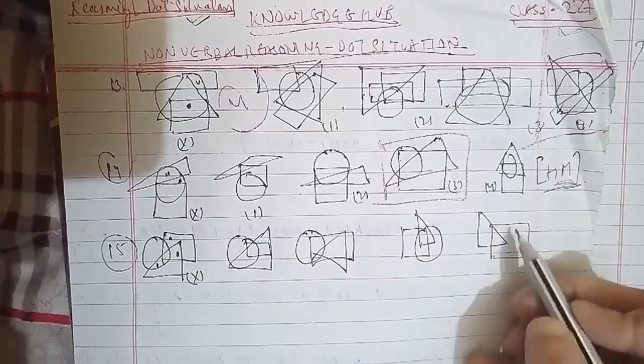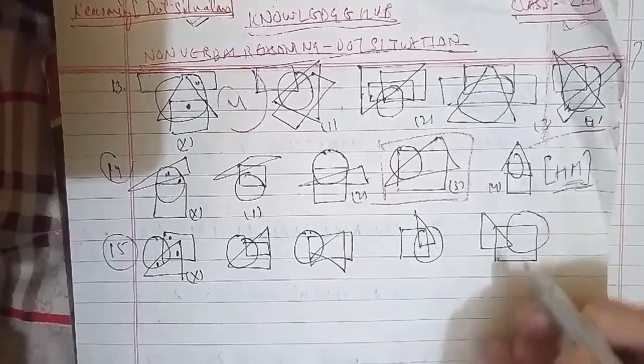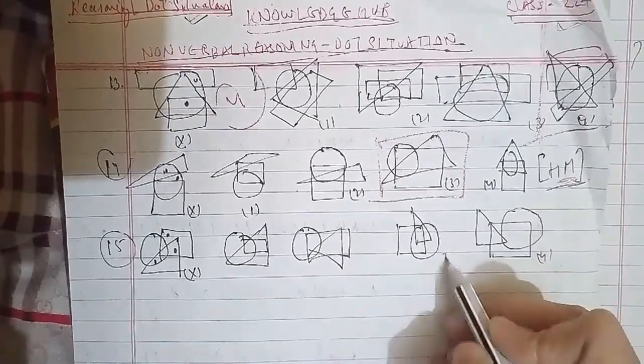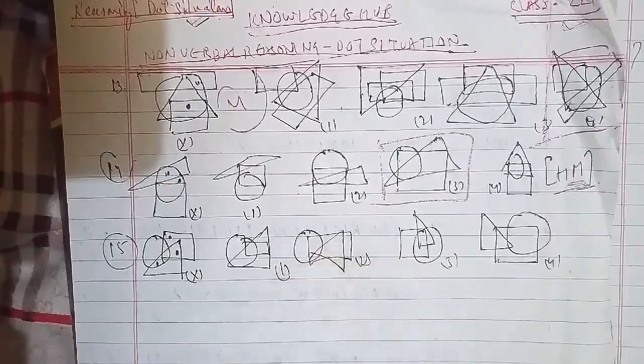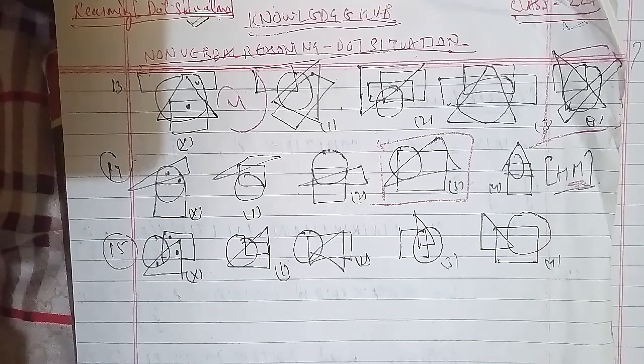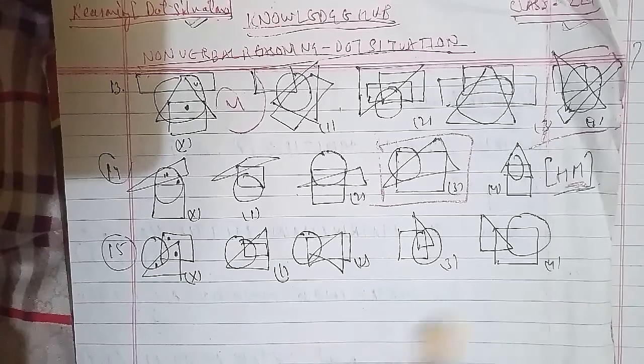In figure X, there is one dot in the square only, another dot in the region common to the square and the triangle only, and the third dot in the region common to the circle and triangle. Figure 1 does not contain a region which lies in the square alone. Figures 2 and 4 do not contain any region common to the circle and triangle, and only figure 3 contains all three types of region. So figure 3 will be the right answer for this question as well.